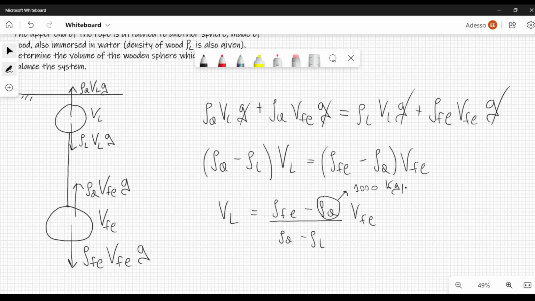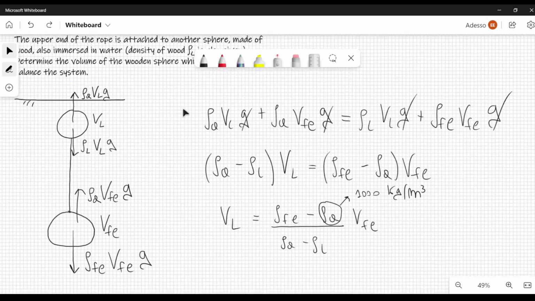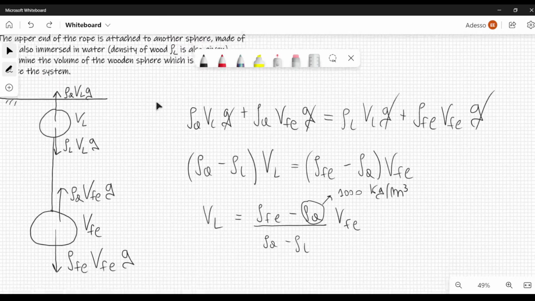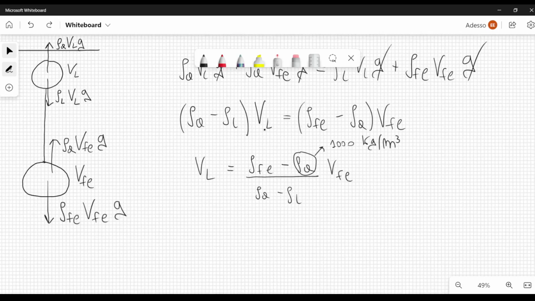So the density of water is about 1000 kilograms per cubic meter. And the problem gives this density, and also this volume here, even if we don't have the numbers. So I didn't want to also insert the numbers, but that's given data, right? So this is the final formula which should be used to solve the problem.